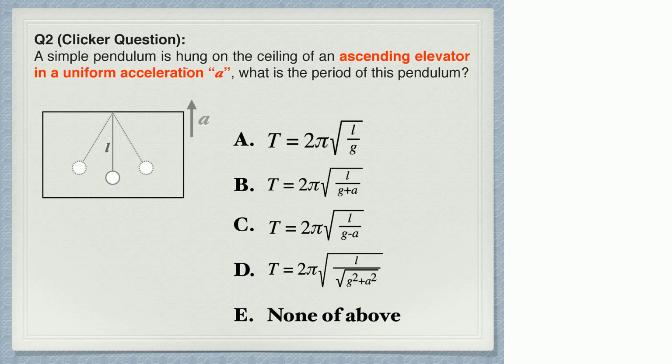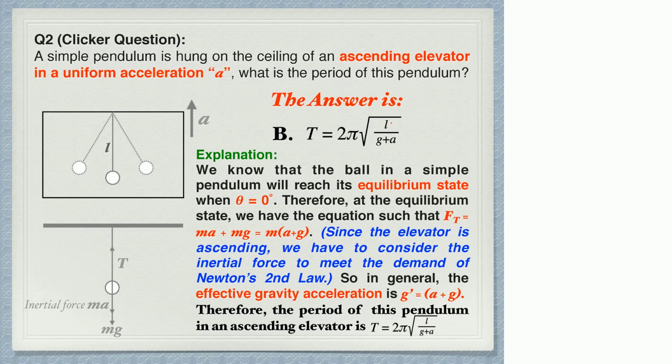A simple pendulum is hung on the ceiling of an ascending elevator with uniform acceleration a. What is the period of this pendulum? Will you be able to solve this? See, it is hung on the ceiling of an ascending elevator, going up with uniform acceleration. So a is like this. What is the period? Let us see how we solve it. The answer is T equal to 2 pi under root L by (g plus a).